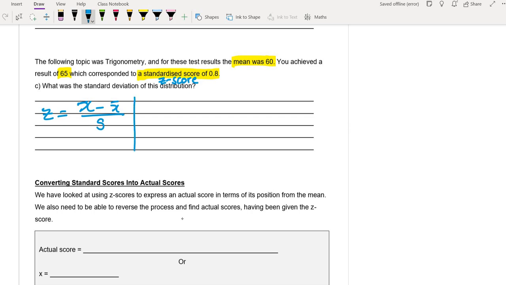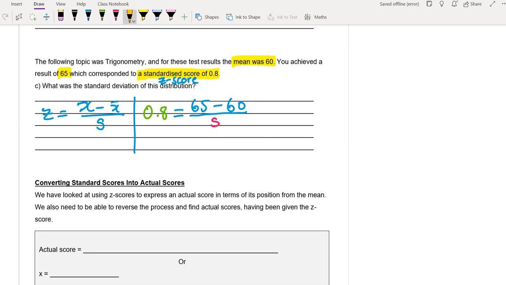This is a little bit different because you're not actually looking for z. You already know what it is. However, you still write it in at its place, 0.8. You know your own score, which is 65. You know the mean is 60. However, what you don't know is the standard deviation. So you're actually looking for S here. There are many ways to find S here.